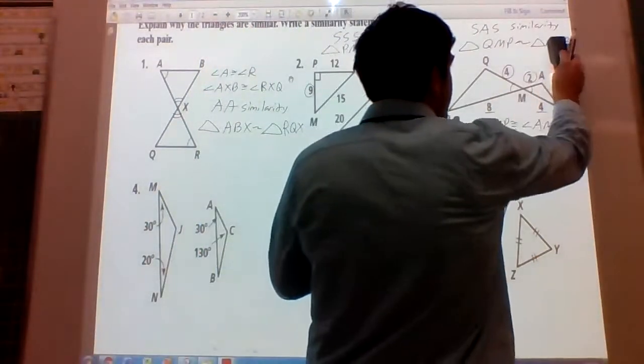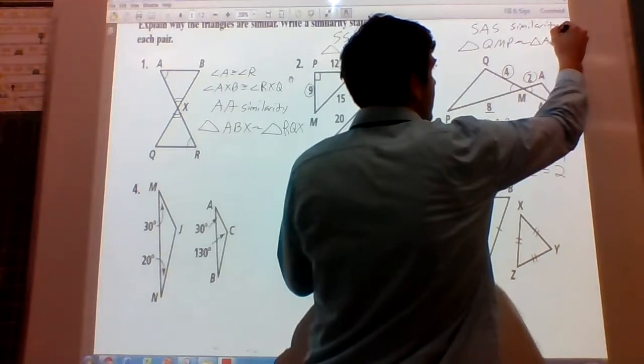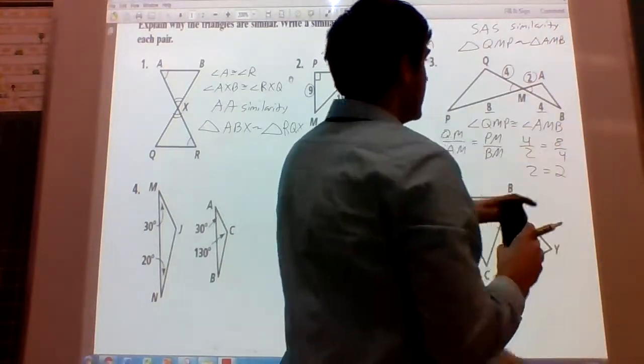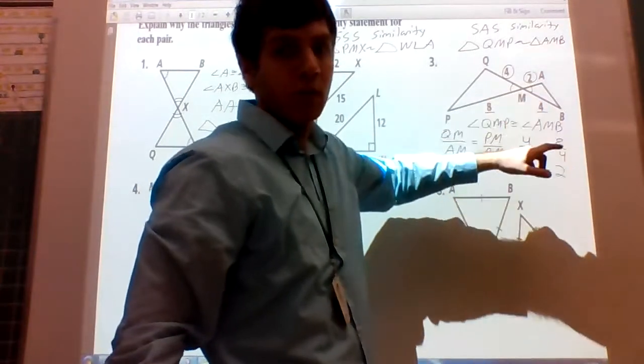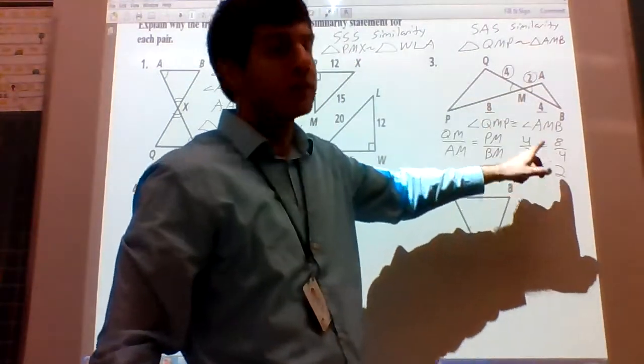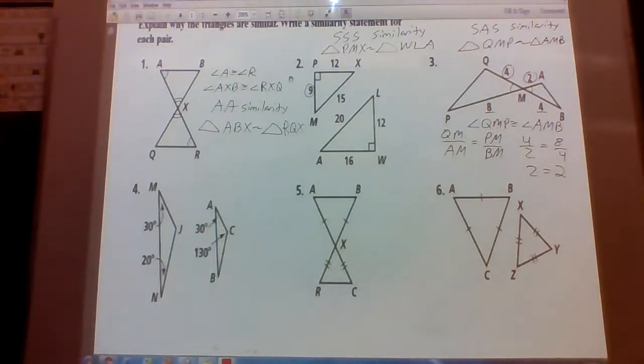triangle AMB. Let me write that. Triangle AMB. This triangle is twice as big as the smaller triangle, or we can say the smaller triangle is half the size of the larger triangle.